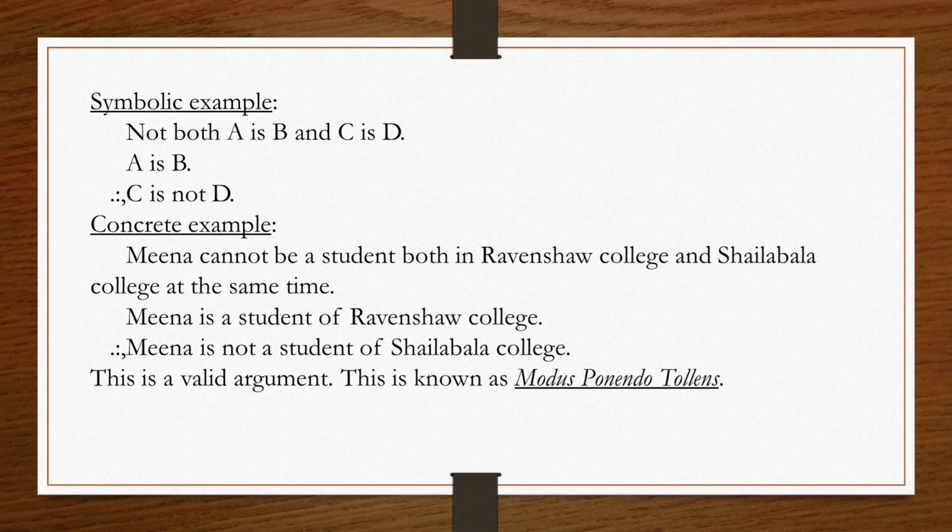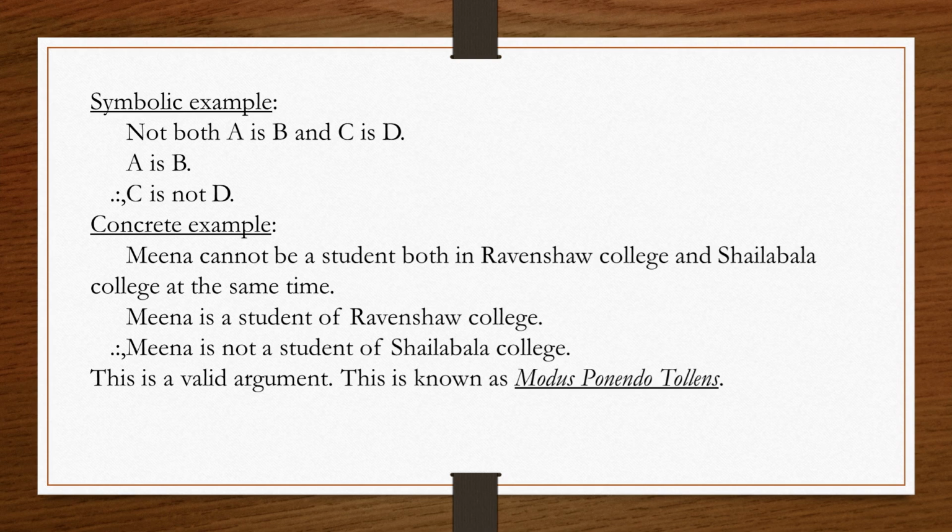Meena cannot be a student both in Ravenshaw College and in Shailabala College at the same time. So, here there are two alternatives, that means Meera is a student of Ravenshaw College and another is Meera is a student of Shailabala College. Now, in the minor premise we have to affirm one of the alternatives. So, in the minor premise we will say Meena is a student of Ravenshaw College.